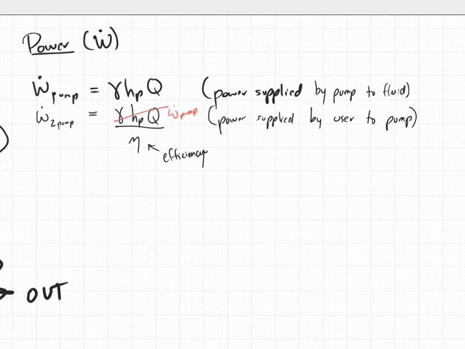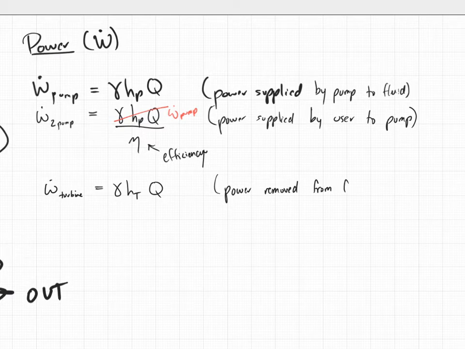Now we have to think about the turbine. So the W dot turbine, the power the turbine supplies, equals gamma H turbine Q. So this is the power removed from the fluid by the turbine.